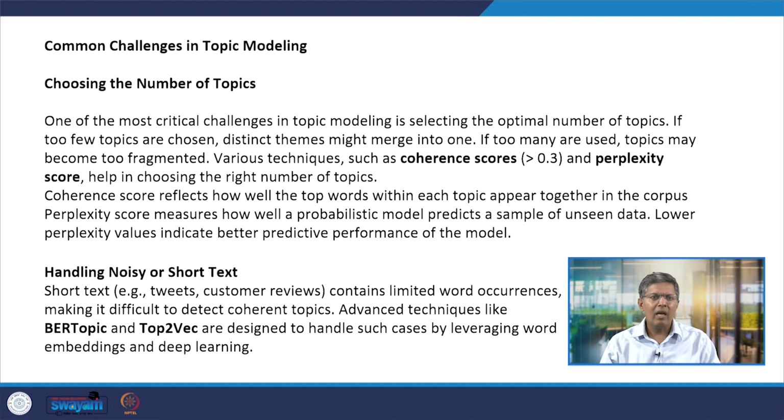Second challenge is handling noise. How would you handle noisy or short texts? Short texts, for example tweets and customer reviews, contain limited word occurrences, making it difficult to detect coherent topics. Advanced techniques like BERTopic and Top2Vec are designed to handle such cases by leveraging word embeddings and deep learning. So handling noisy text is also a challenge, right.